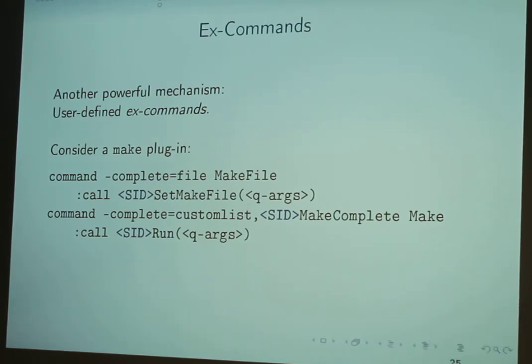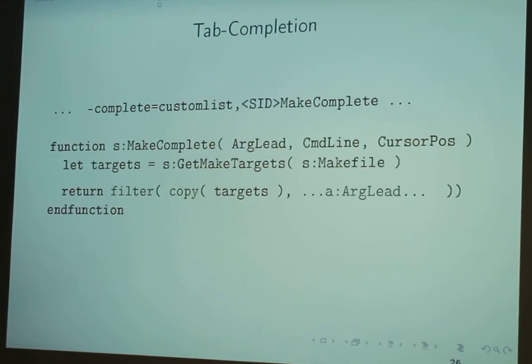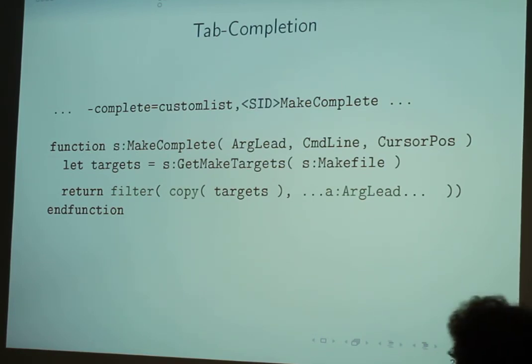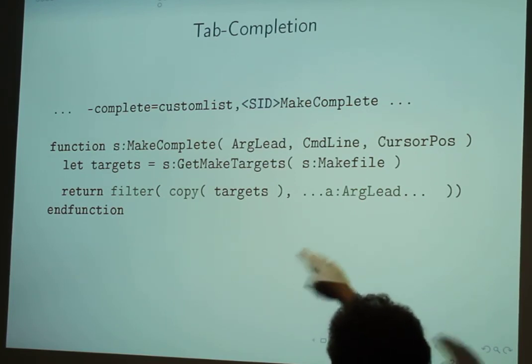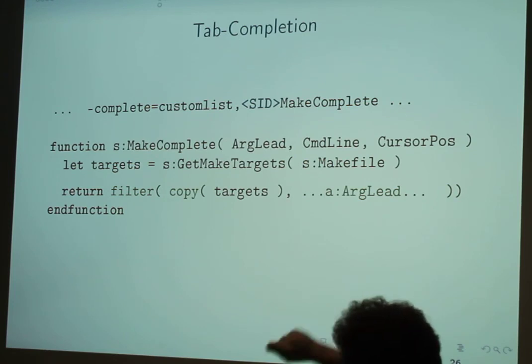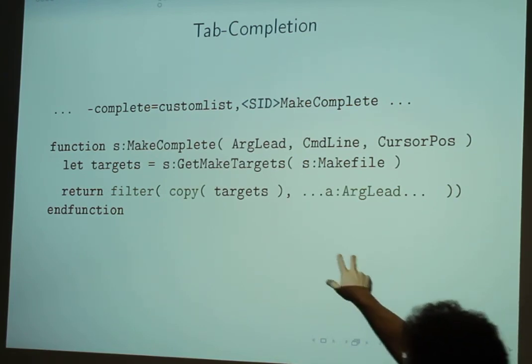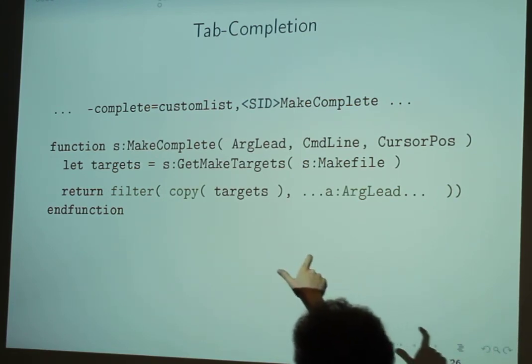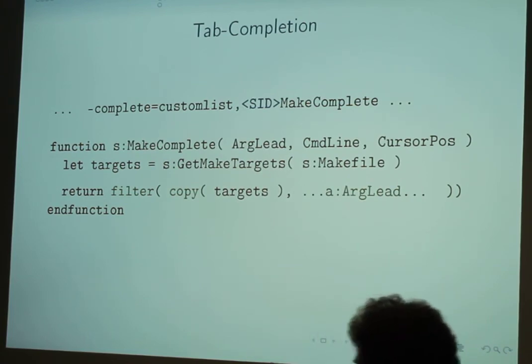So about this tab completion. This is again a function that has a specific interface that you have to adhere to. You get the arg lead and two others, which are the command line and the cursor position, which we also have seen before. So the arg lead is the most important thing. That is the thing you complete. This is the keyword.